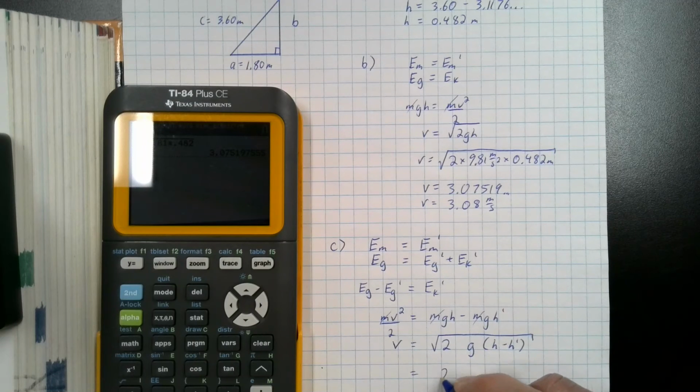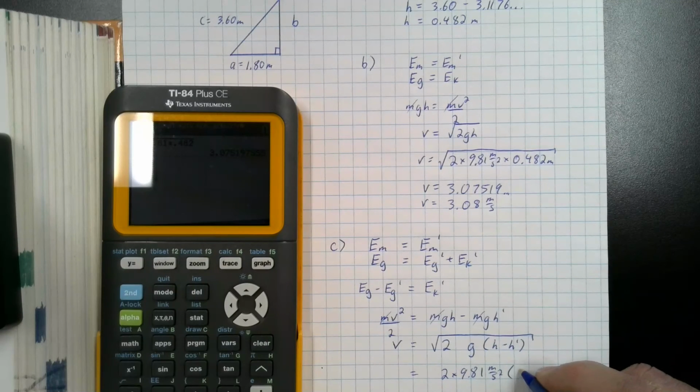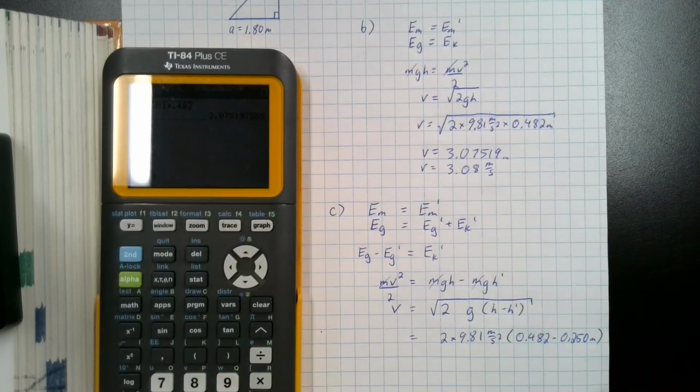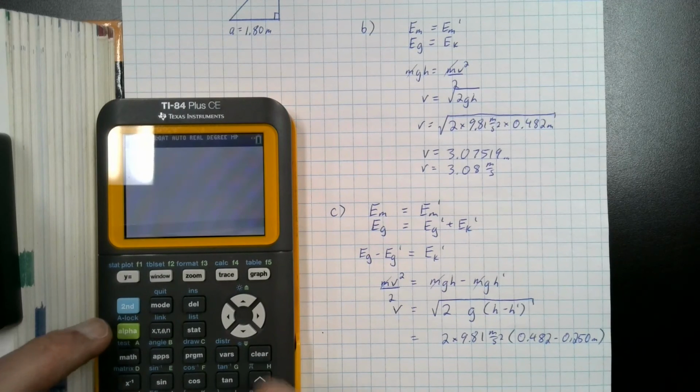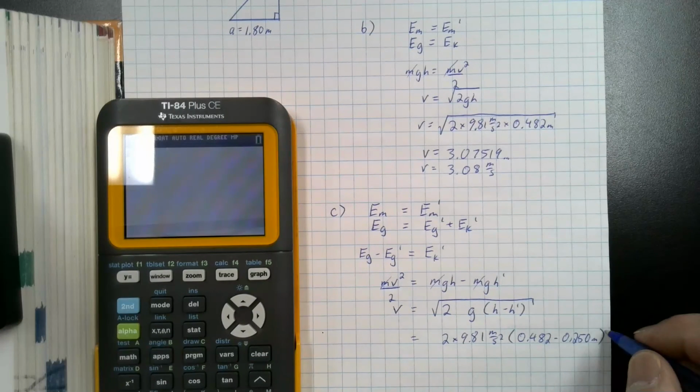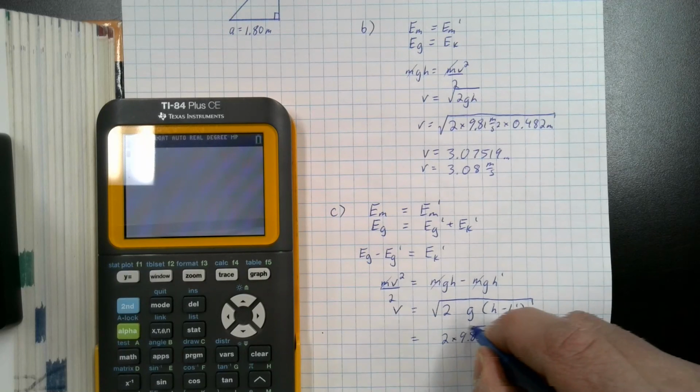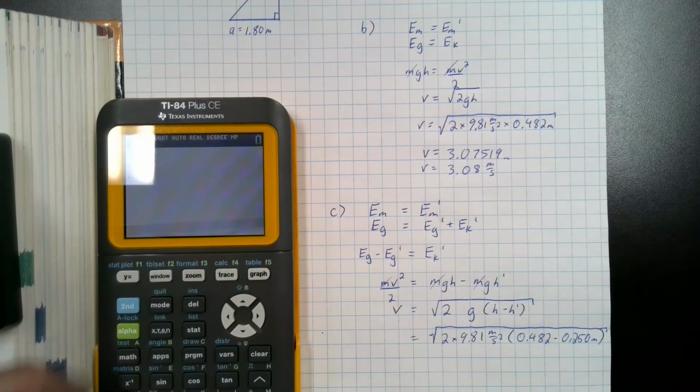So when we do that, we get 2 times 9.81 meters per second squared, brackets, my first height, 0.482, minus the height that was given in the question, 0.250 meters, close brackets. Slide that up a little bit and fire up our calculator. Oops, forgot my square root. Very, very bad. Do not forget your square roots.